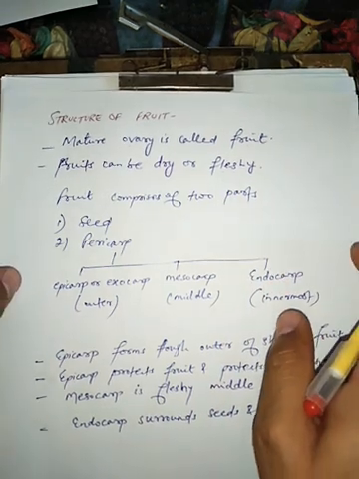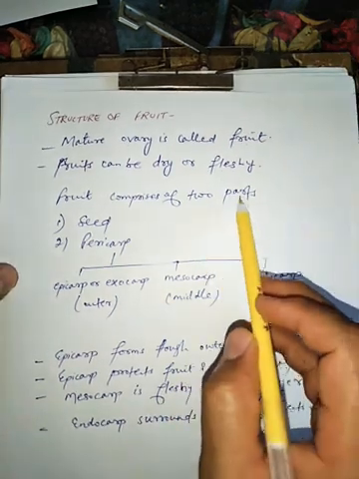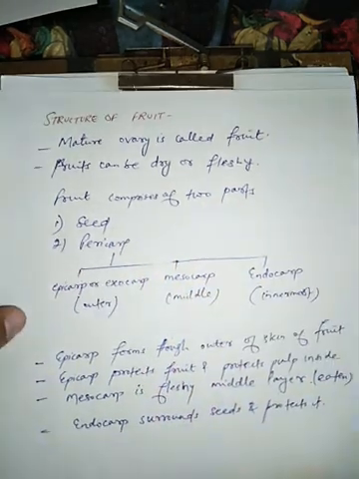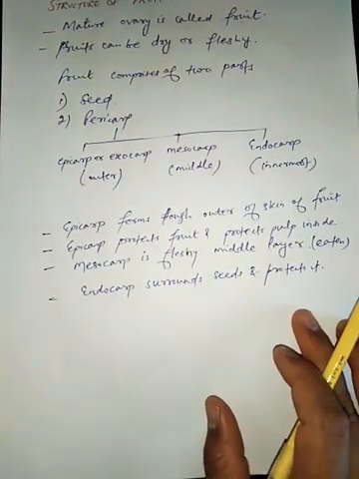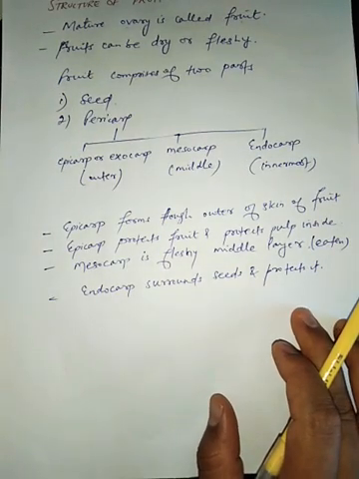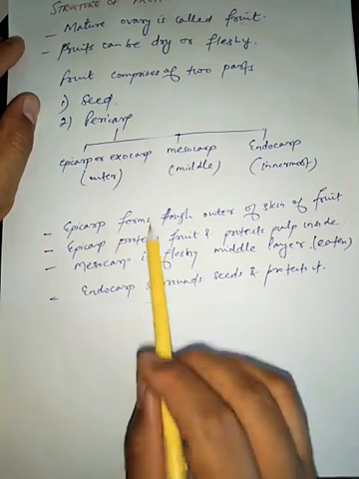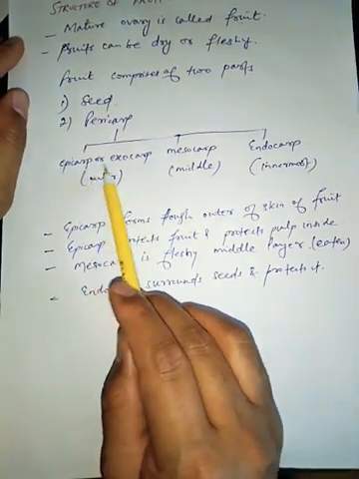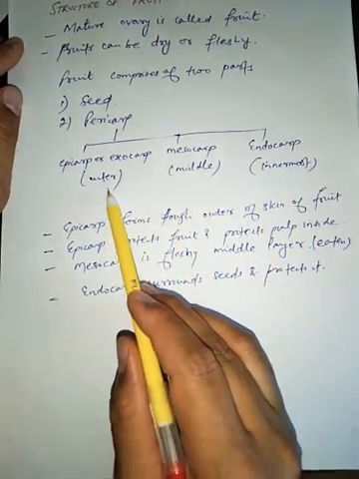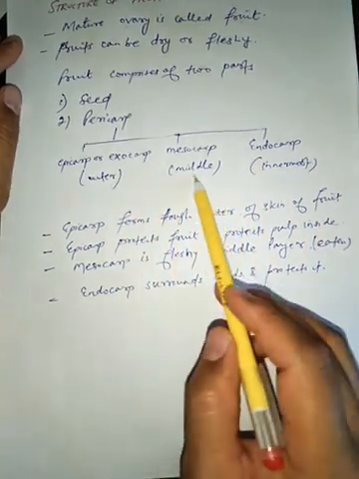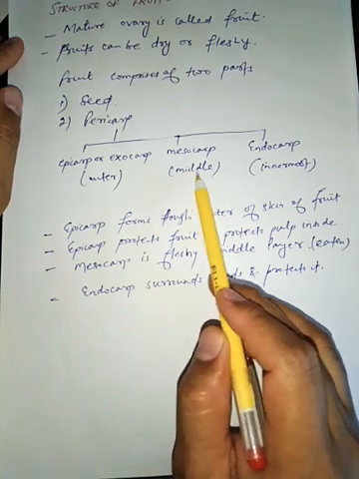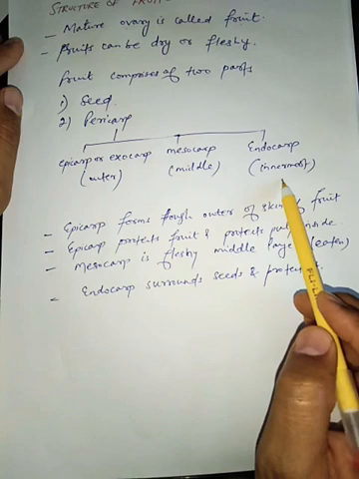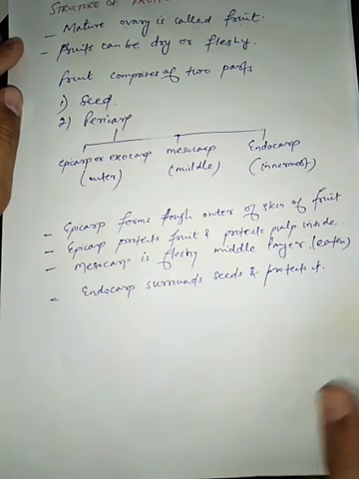Now see, basically a fruit comprises two parts, one is seed and the other is pericarp. Pericarp comprises three parts. One is the epicarp or exocarp. It is the outer layer of the fruit. The second one is mesocarp. It is the middle layer of the fruit. And the third one is endocarp. It is the innermost layer of the fruit.